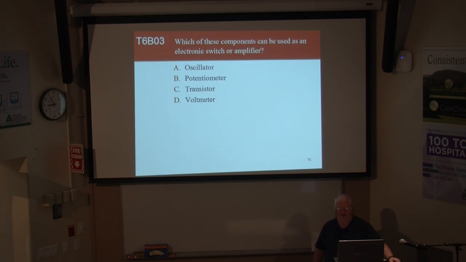Which of these components can be used as an electronic switch or amplifier? What was that? I said B. You said B. All right, I got B. What else we got? C. C, the transistor. Potentiometer, if it has the on-off click, yes, could be right, but transistors are used more nowadays than anything else.